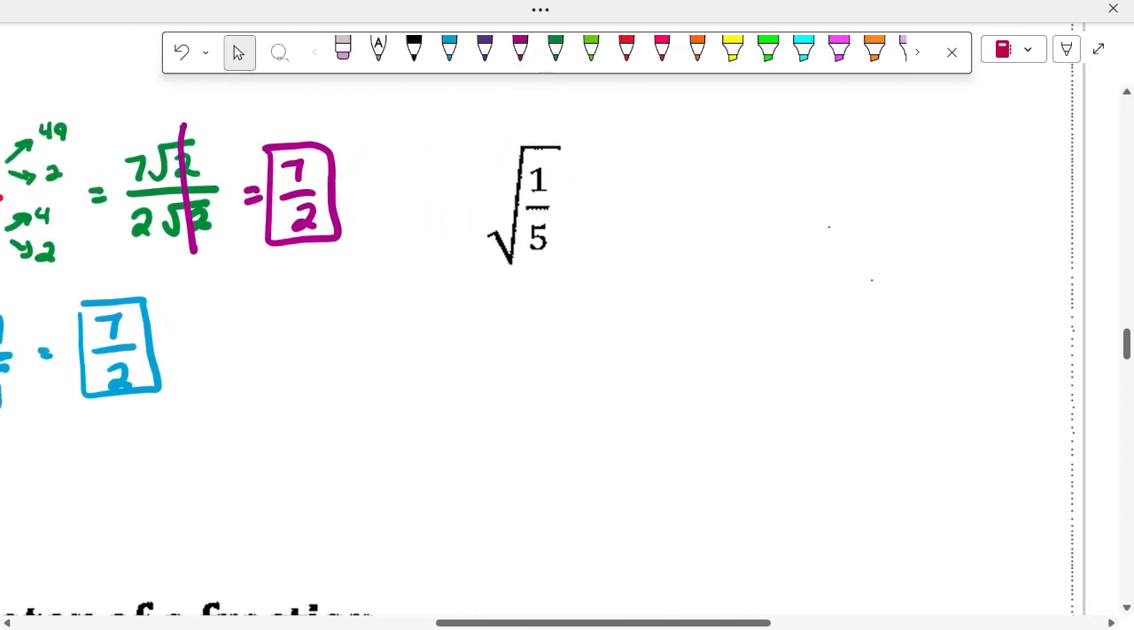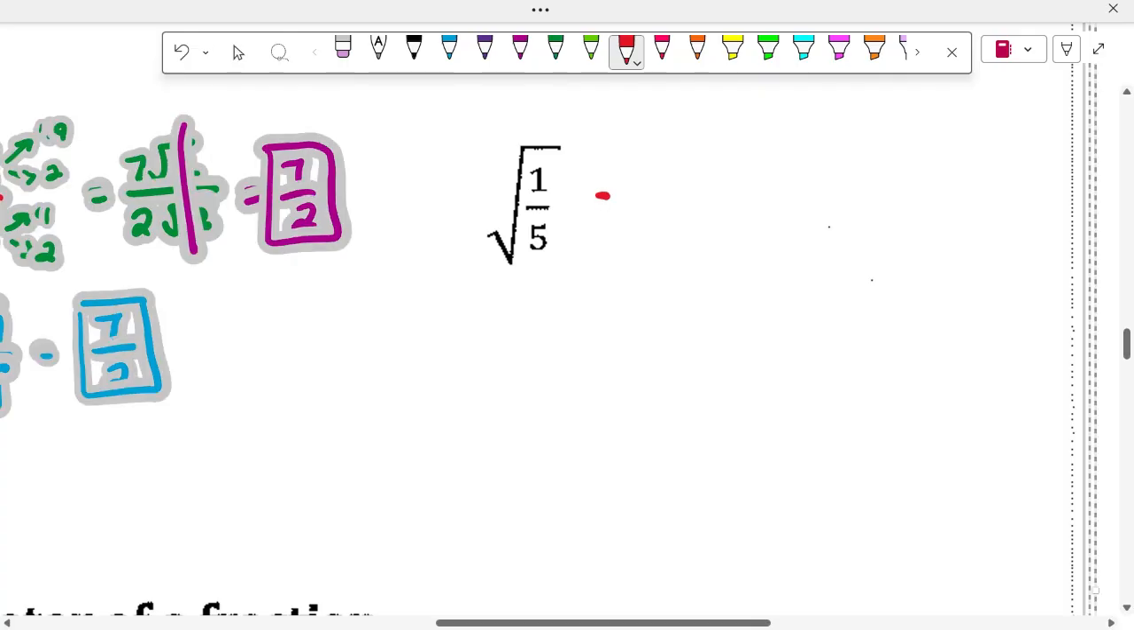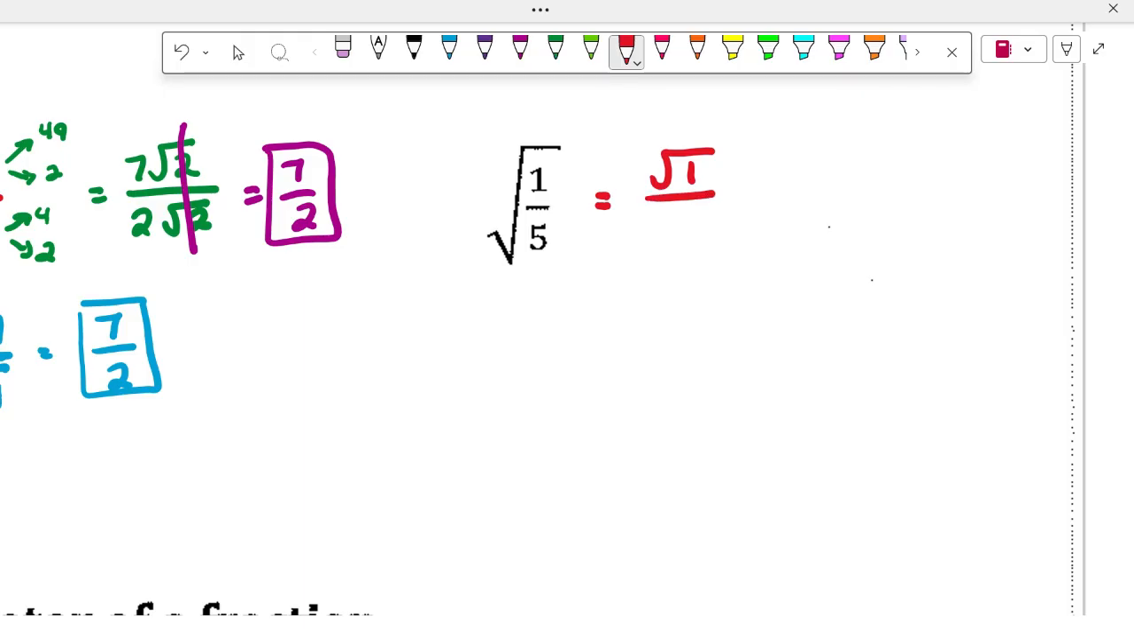So, last one. This one, 1/5, we can't simplify any further, so we have to go straight into the separation. So square root of 1 over square root of 5. What's the square root of 1? 1. Now, here's the problem. Square root of 5, we can't simplify any further. Not a perfect square, and we can't simplify the radical because 5 is prime. But we know that we don't like square roots in the denominator. So what do we have to do to get rid of that square root in the denominator?